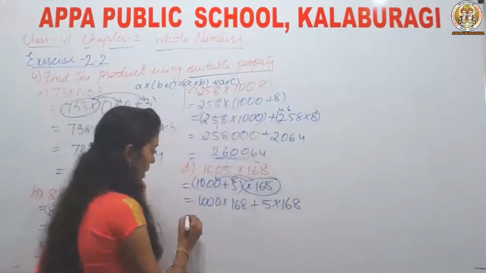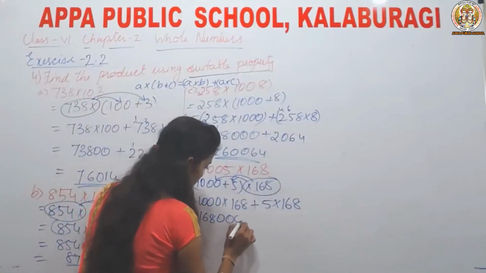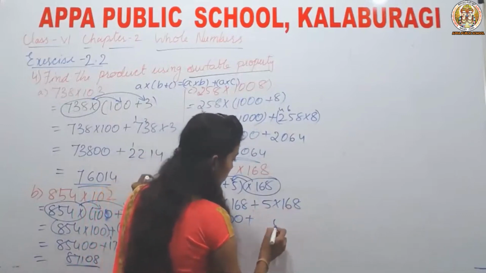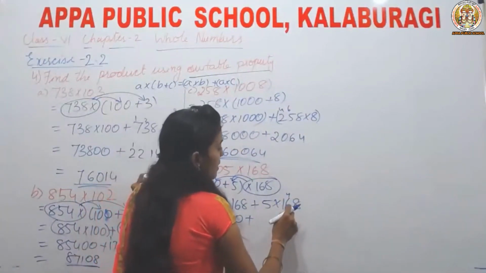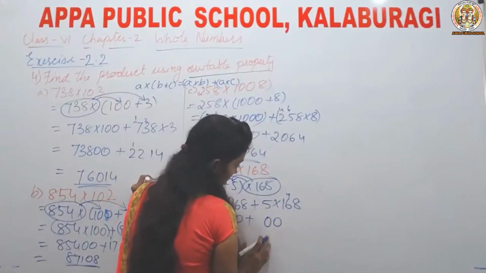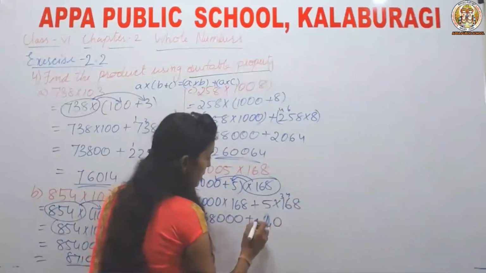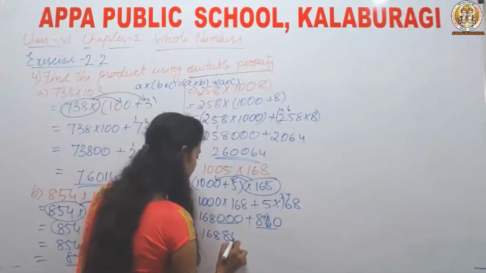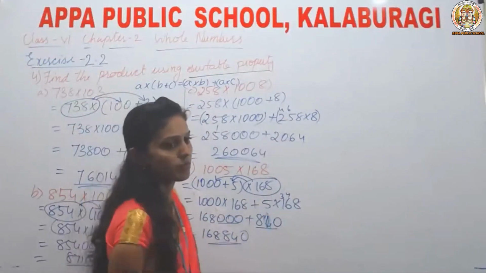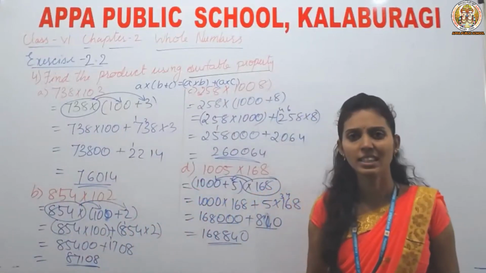Okay, multiply. 1000 into 168 is 168 with remaining zeros. Plus 5 8s are 40, 4 carries, 5 6s are 30, 34, 3 carries, 5. So last 3 digits are zeros, so this will be as it is. 168840 is the answer. Oh, okay, very easy, right?